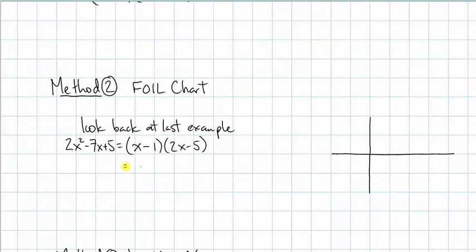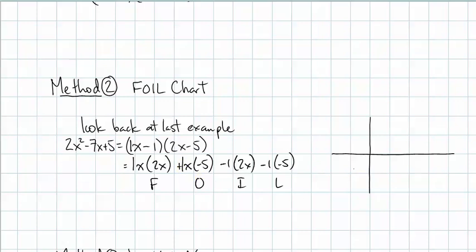Now just recall, if I were to check this and FOIL this, it would be x times 2x, that's my F. It would be x times negative 5, that's my outer. It would be negative 1 times 2x, that's my inner. And it would be negative 1 times negative 5. That's my last, FOIL. Now, the number in front of the x here is a 1. Maybe I'll put that in there just to emphasize the idea.